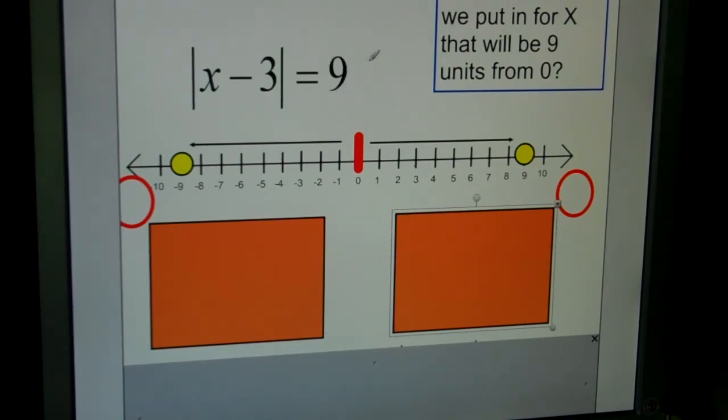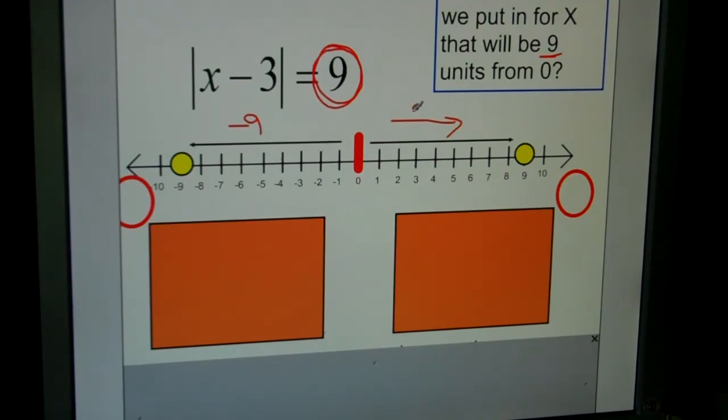So, this is what you're going to be given. I'm asking us this question right here. What values can we put in for x that will be 9 units from 0? This is our distance. We're looking at a distance of 9. But what I want you to think about is 9 in which direction? I can go 9 to the positive side, but I can also go 9 to the negative side.